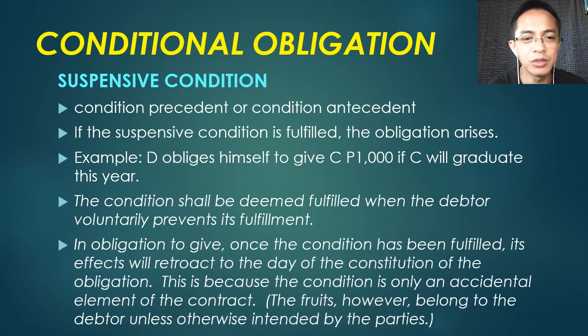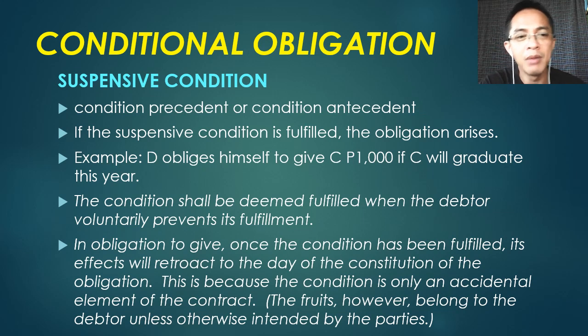So, in an obligation to give, once the condition has been fulfilled, its effects will retroact to the day of the constitution of the obligation. This is because the condition is only an accidental element of the contract. Okay? The fruits, however, will belong to the debtor unless otherwise intended by the parties.